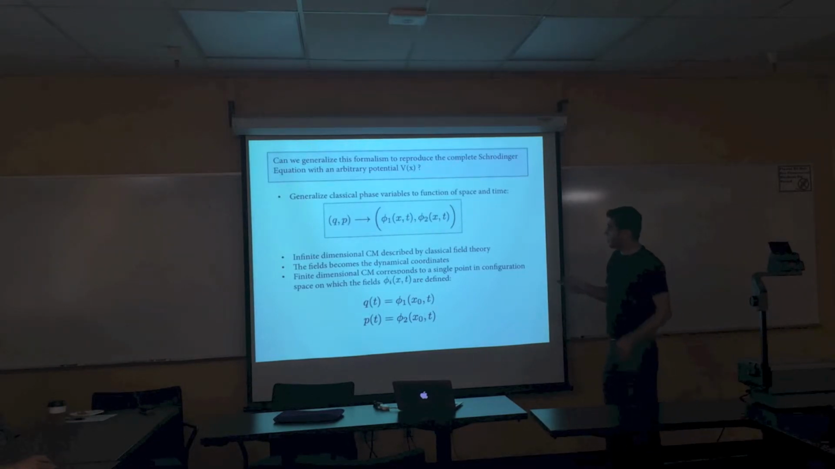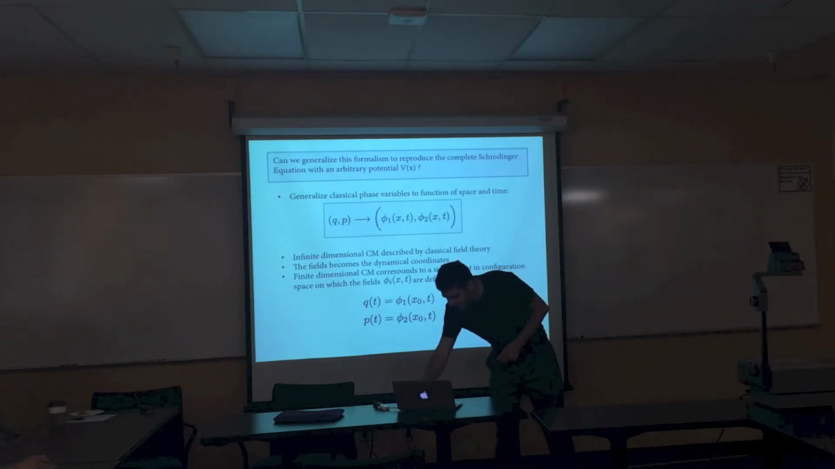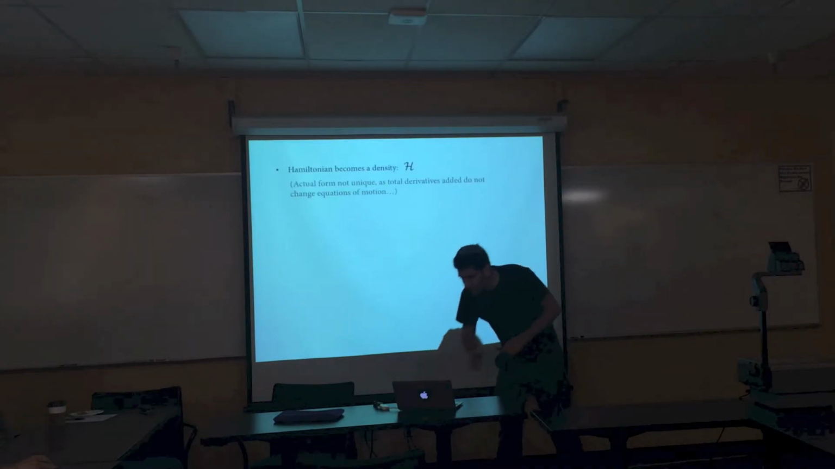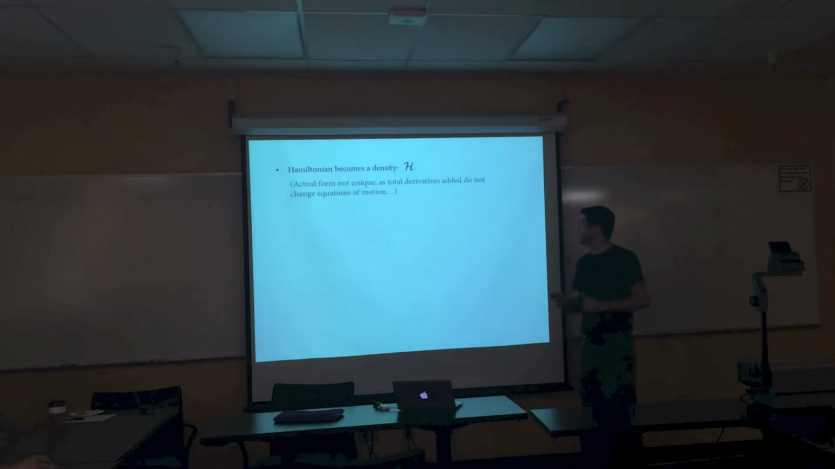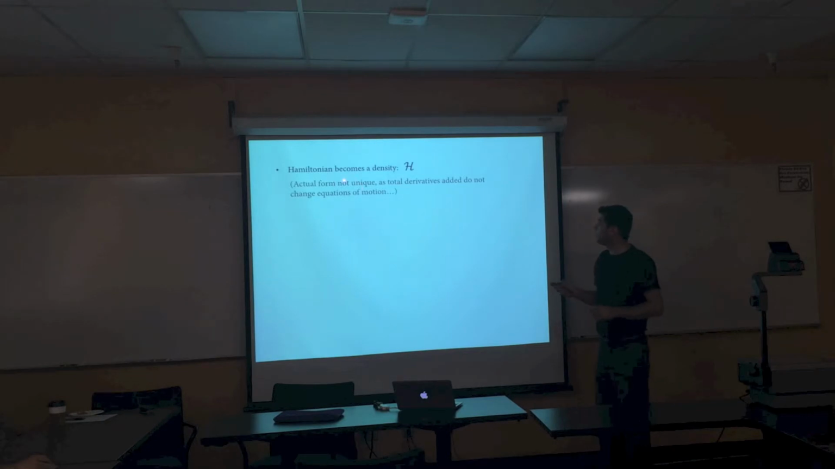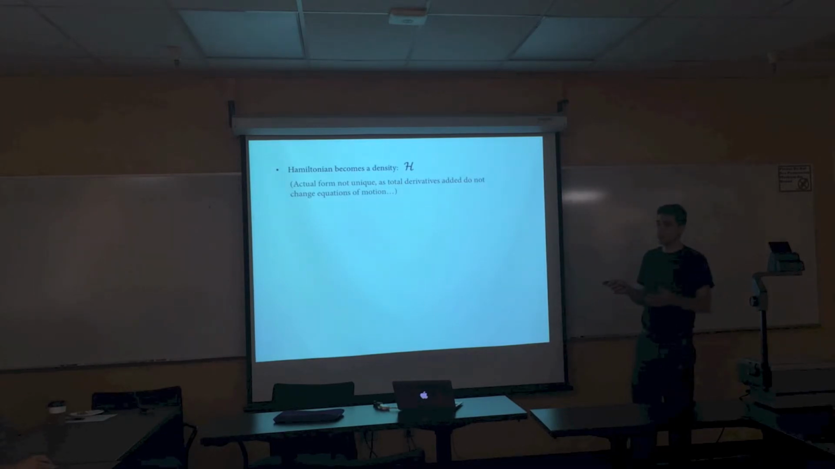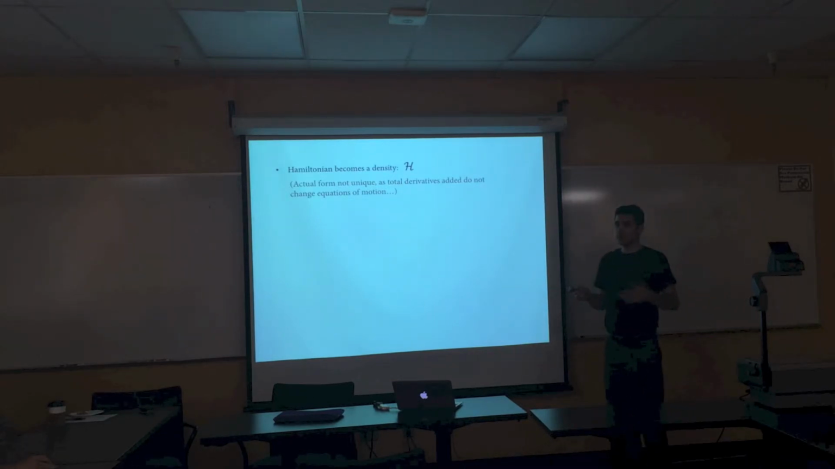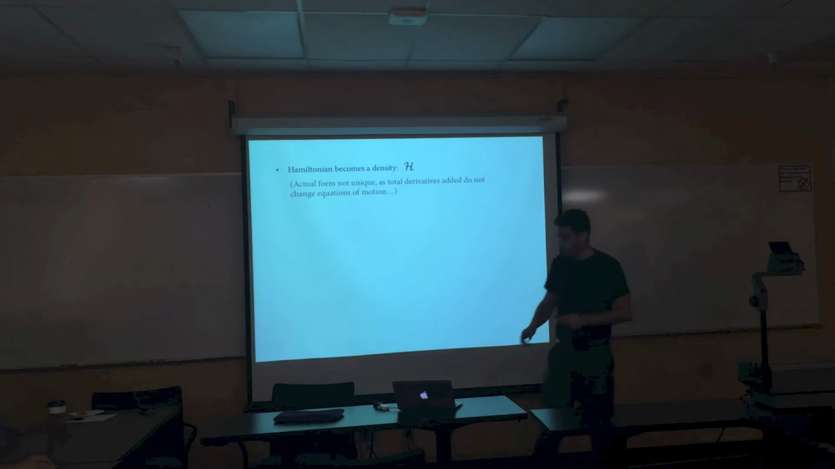But we want to take this general form. Now from textbooks on classical field theory, we know that the Hamiltonian becomes a density, and again, its actual form is not unique because we can add total derivatives to it. The equations of motion are not going to change.